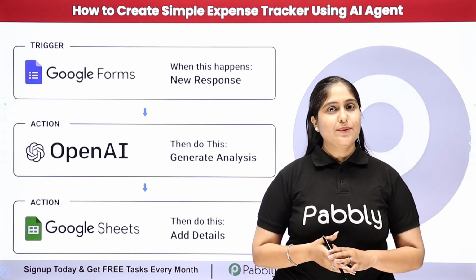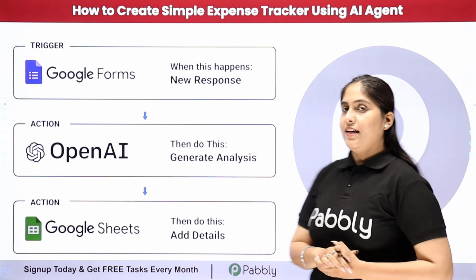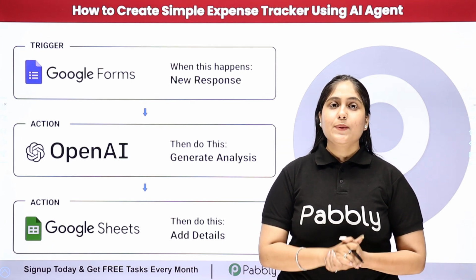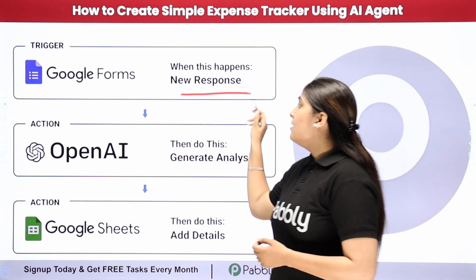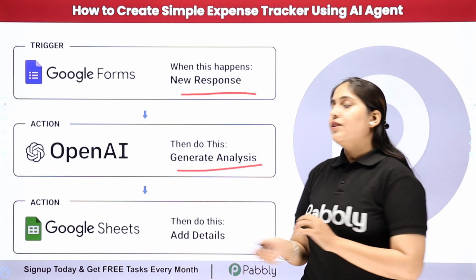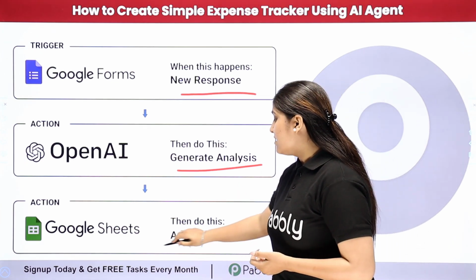In this video, we are going to understand how to create a simple expense tracker using an AI agent. As a business owner, my objective is that whenever I add new expenses through my Google Forms, OpenAI should automatically generate the analysis for them. And after generating the analysis, it should automatically be updated in my Google Sheets as a new row.